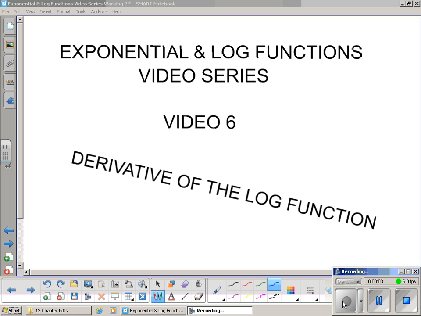Hi, we're on to video 6 now of the exponential and logarithmic functions video series. We're looking at the derivative of the log function now.